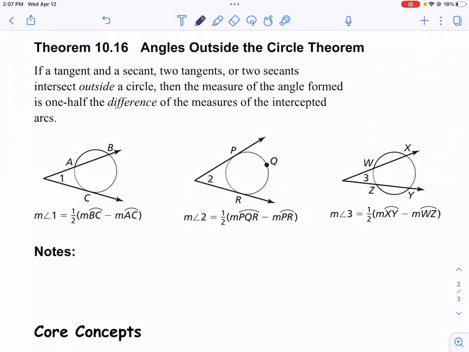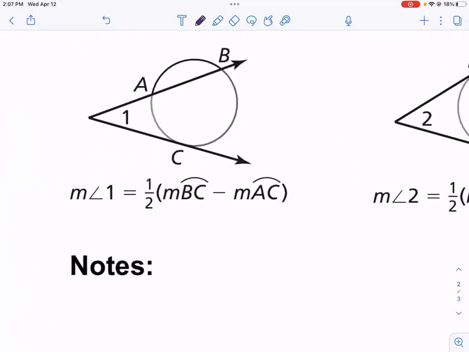If we have an angle outside of the circle, we're going to do the same thing, but we're going to use subtraction. So I'm going to zoom in here. We have 2 arcs, this arc and this arc. So to find angle 1, we're going to take this big arc BC minus AC and then multiply by 1/2.